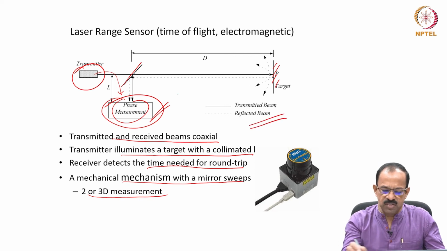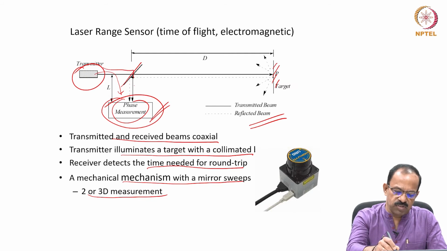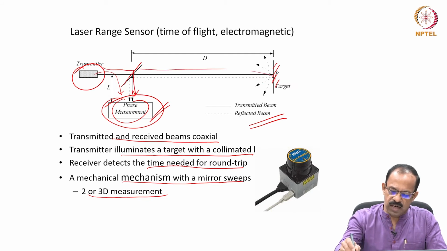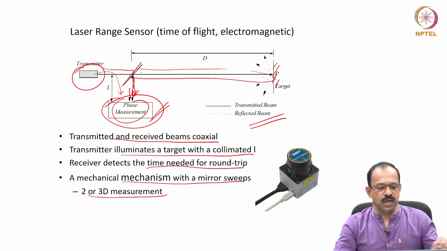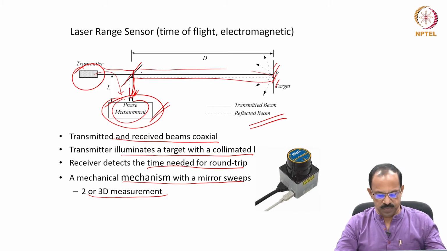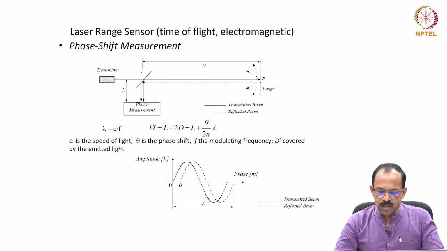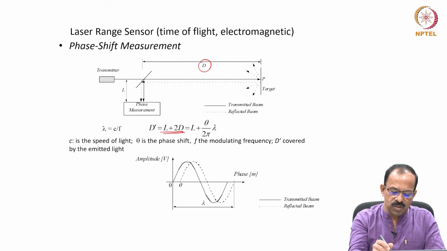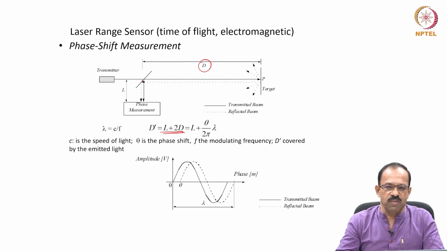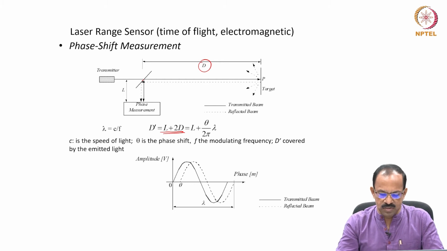So, you have a transmitted signal and a reflected beam. The transmitted signal comes here and the reflected signal also comes here, and then we look at the phase difference and use that for measuring the distance. So, how much distance is travelled by the signal? You can see that it travels the distance of L plus 2D. This is D and this is L. So, this is the additional distance travelled, L plus 2D.